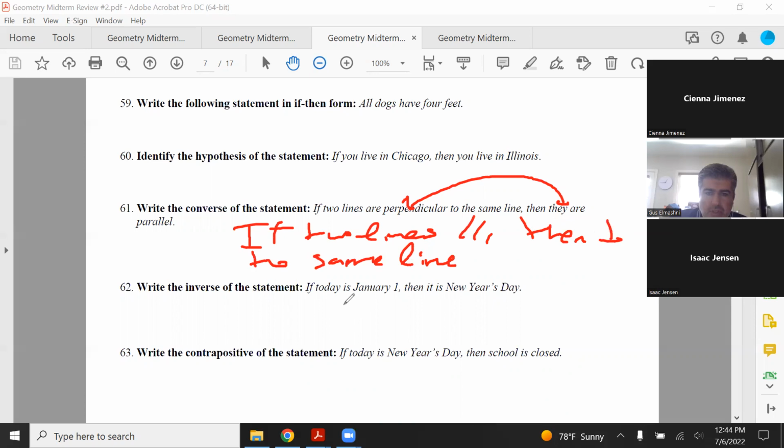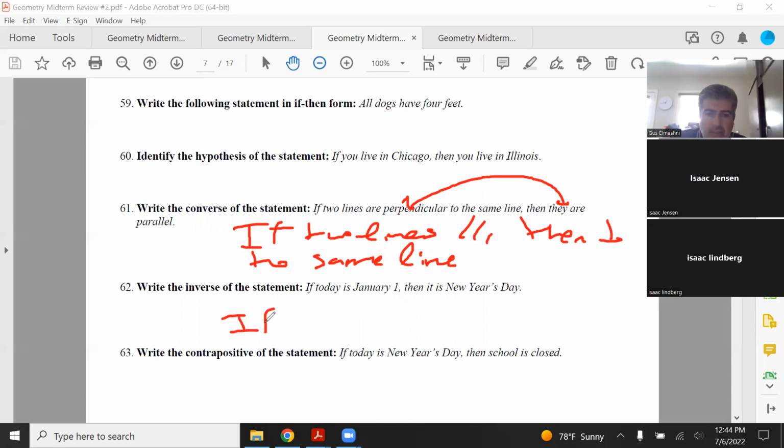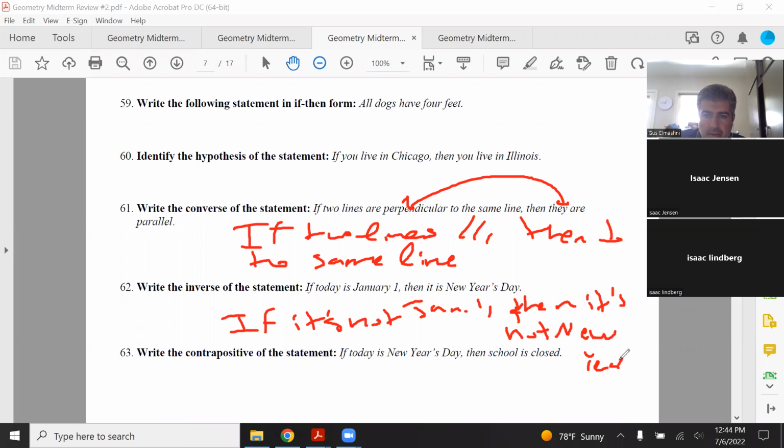Yep. Inverses you negate. Like if it's not New Year's Day, sorry, if it's not January 1st, then it's not New Year's Day. Well, it's not January 1st, but today is July 6th. Actually, that's true. If it's not January 1st, it'll not be New Year's Day. But anyway, that's converse. And contrapositive, you swap both and negate. So if school is not closed, then it's not New Year's Day.